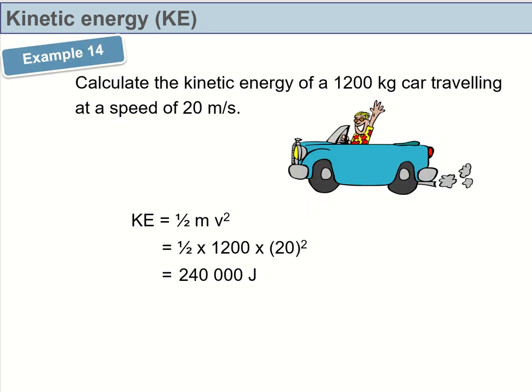So some calculation examples. This is a car. The mass of the car is given. This is a very straightforward question. The speed is also given. So to calculate the kinetic energy, I first quote the formula and then I substitute the values. You notice how I put a bracket around the 20, and then squared it. So my answer is 240,000 joules. So this is a straightforward basic question.